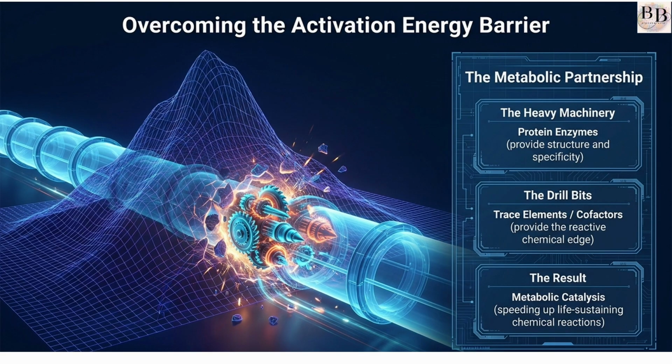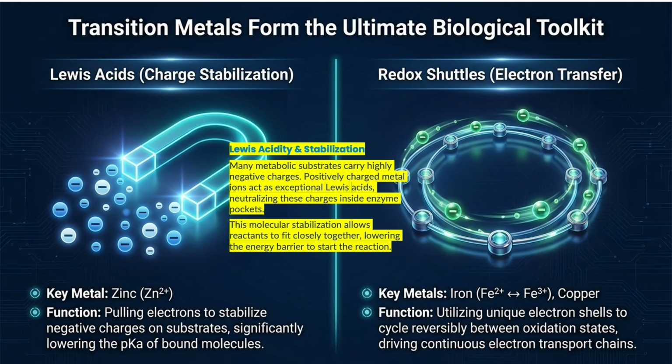I liken this to a machine that has some drill bits. The trace element acting as a cofactor is serving as the drill bit that provides that reactive chemical edge. If you look at the picture on the screen, because of the diverse chemical properties they have as transition metals, they form part of the biological toolkit for reactions to progress. Nature generally divides their cofactor activity into two: one is the Lewis acid charge stabilization mechanism, and the other is the redox shuffling mechanism.